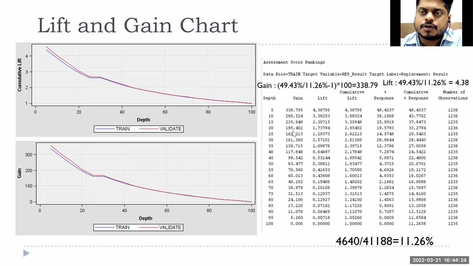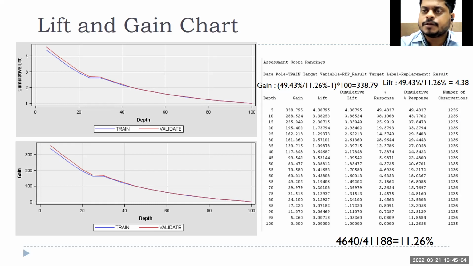What does my lift or this gain chart say? By creating this model, I will be able to identify the top 5%. So depth 5 means the top 5 percentile of your customers, 10 means the top 10 percentile of your customers. I'm able to identify these top 5 percentiles of my customers where the percentage response becomes 49.43%, right? That means it is close to 50%. So in that, because I have taken this from the training data set, there are around 1,236 observations, 1,236 customers I'm able to identify.